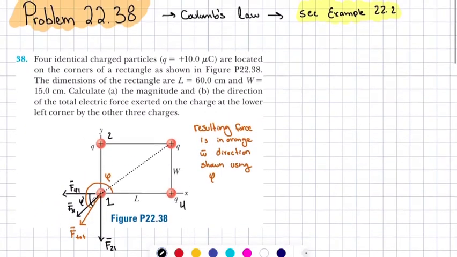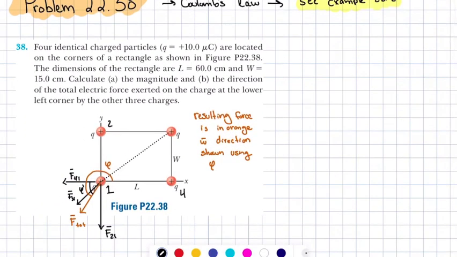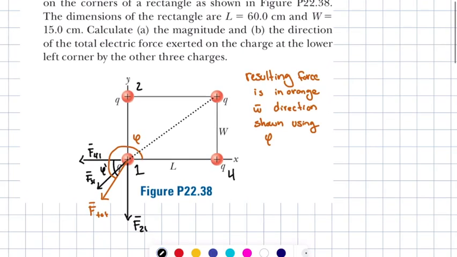Alright, so the problem that we are going to solve today is number 22.38 in the textbook, and this again just deals with Coulomb's law. So here we have four identical charged particles that all have Q equal to plus 10 microcoulombs located on the corners of the rectangle. And we are asked to calculate both the magnitude and direction of the total electric force exerted on the charge of the lower left corner by the other three charges.